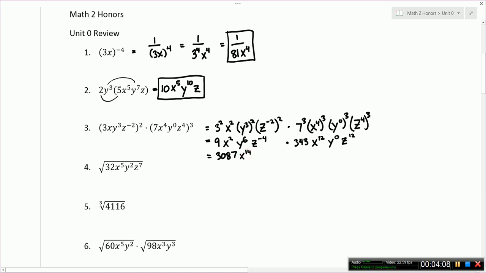Y to the 6, y to the 0. Again, you add your exponents. 6 plus 0 is still 6, so y to the power of 6. And z to the negative 4 times z to the 12th, you add your exponents. You have a negative number plus a positive number, you end up with z to the power of 8. And that's our answer.